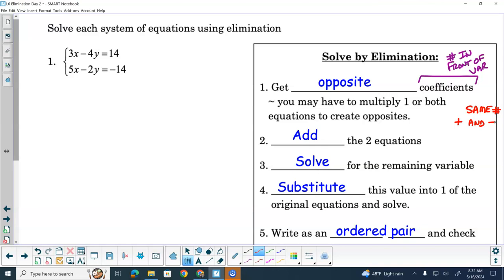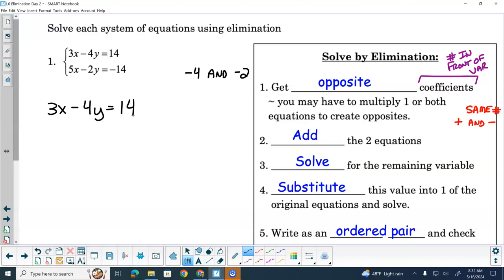So we're going to choose y to eliminate. That means I need to get the same number in front of y. If I'm looking at -4 and -2, what is a number, Jason, that both -4 and -2 go into? -4, right. So I don't have to change this top equation at all. That's going to stay 3x minus 4y equals 14.